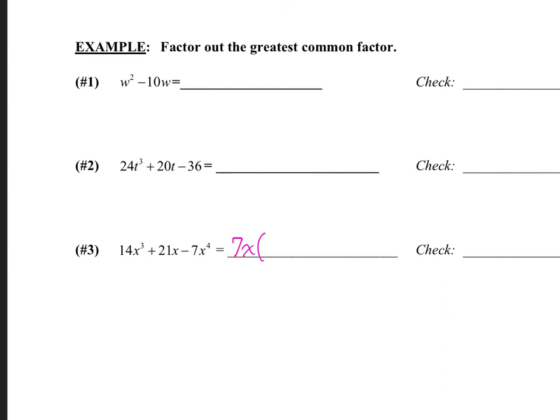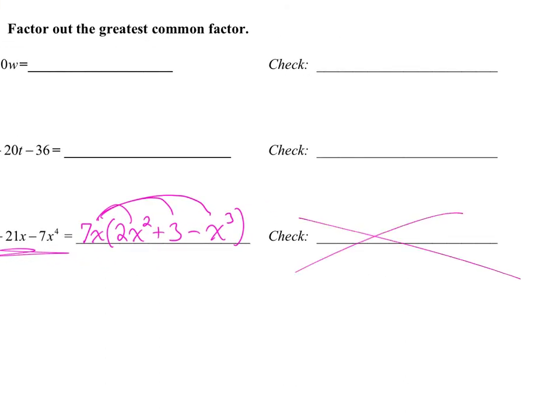So what is 14x to the third divided by 7x? Well, that's going to be 2x squared. What is 21x divided by 7x? Well, that's going to be 3. And what is negative 7x to the fourth divided by 7x? Well, that's going to be negative x to the third. And if you wanted to, we're not going to do it, but if you were to distribute this again, you should get back to the original problem here, and that's what it means by check over here, but we're not going to do that. We don't need to worry about it, okay?